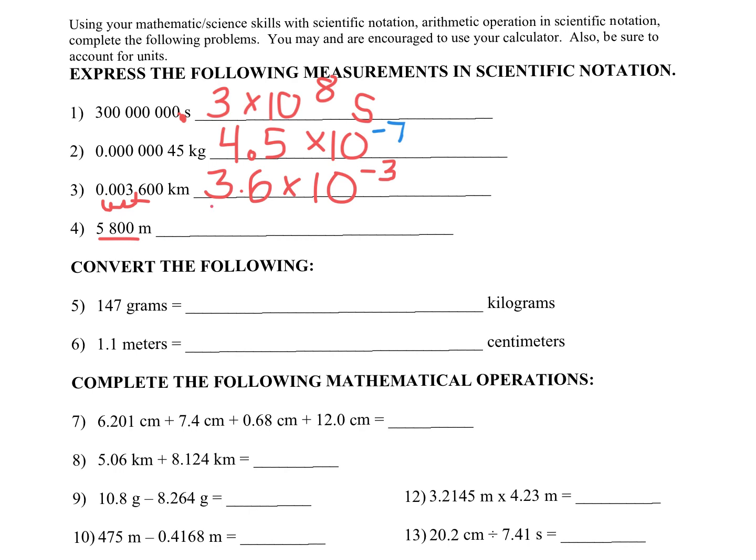How about 5,800? That's going to be 5.8 times 10. And now that I have my decimal between the 5 and the 8, it's going to be 1, 2, 3 places to the right. So that's a positive 3 exponent. And look what I did. I forgot to use my units. Don't forget to carry them. That's valuable and a good habit to get into. So hopefully that helps a little bit.